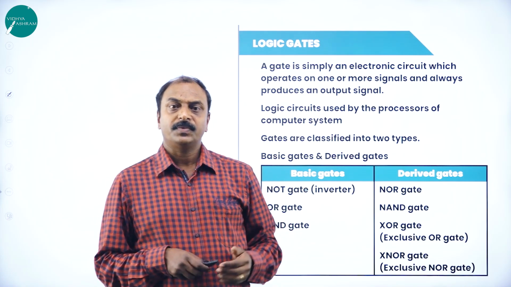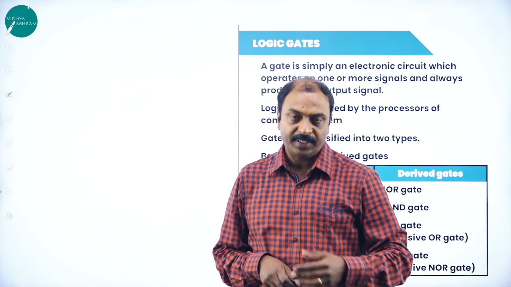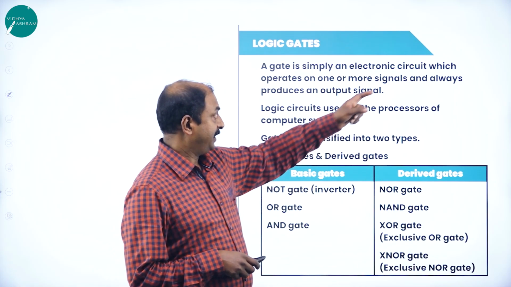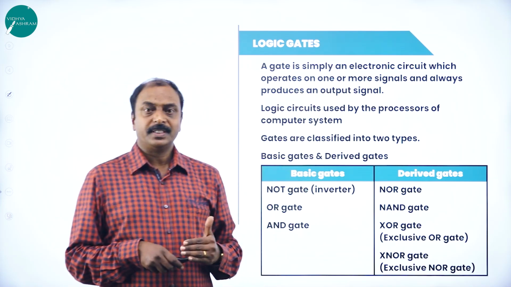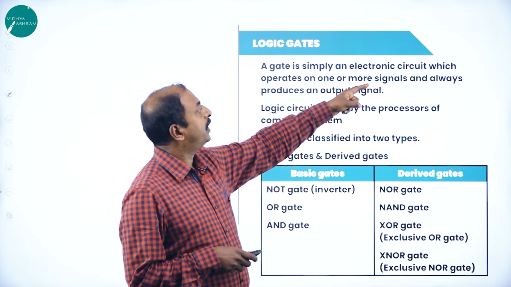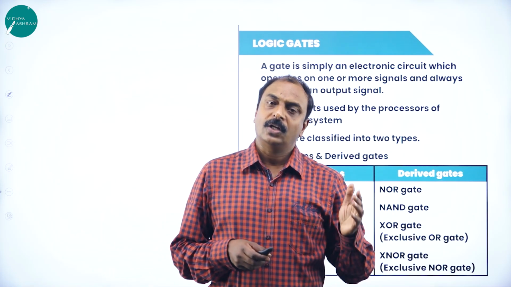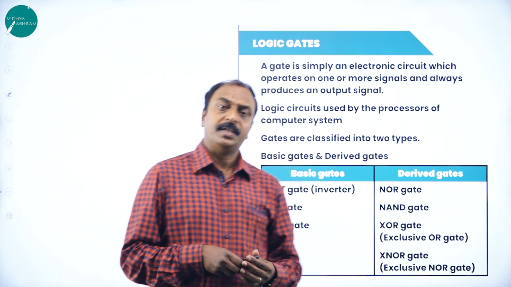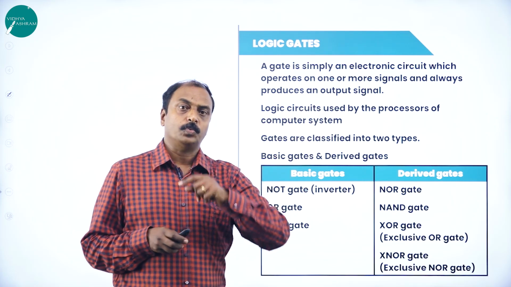Now we know the definition of a computer. A computer is an electronic device. What is the meaning of the word electronic device? These electronic devices work on the principle of logic circuits. That is why we say it is an electronic circuit which operates on one or more signals. So always this electronic circuit or logic gate works on one or more input signals, and always produces only one output signal.